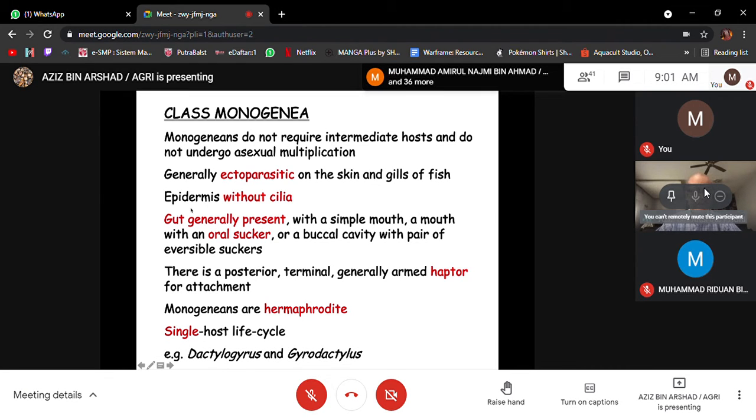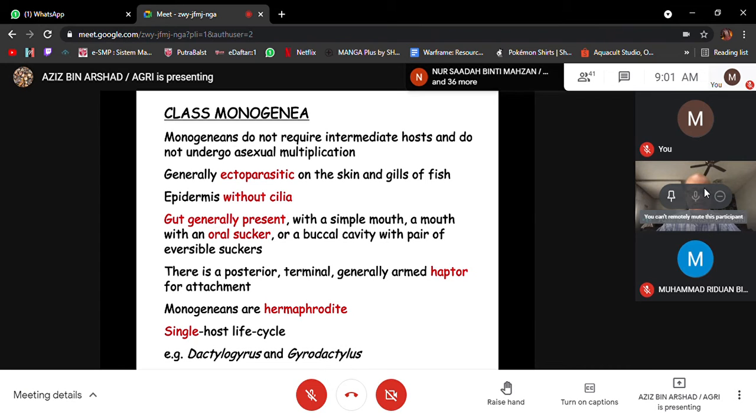Epidermis also without cilia. Gut present, same as Digenea. Mouth with oral sucker. And there is also a ventral sucker or haptor in Monogenea. Monogenea are hermaphrodite. Okay, they are not asexual. They are sexual but hermaphrodite. They have a single host life cycle. The examples are Dactylogyrus or Gyrodactylus.